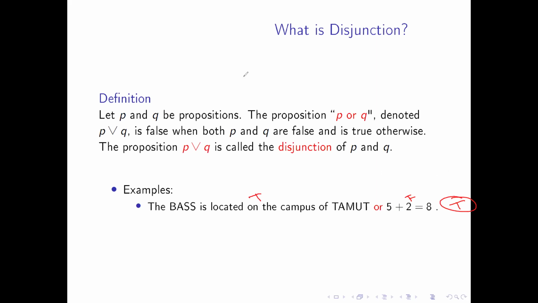If we go to our next one, it is snowing today, or 10 is prime. Well, here's the interesting part. Both of those are true, so that would actually make this, again, true.